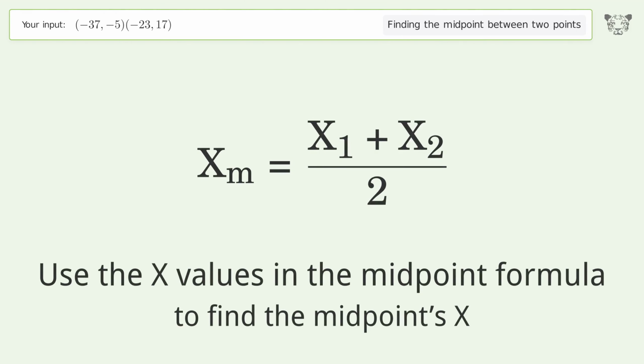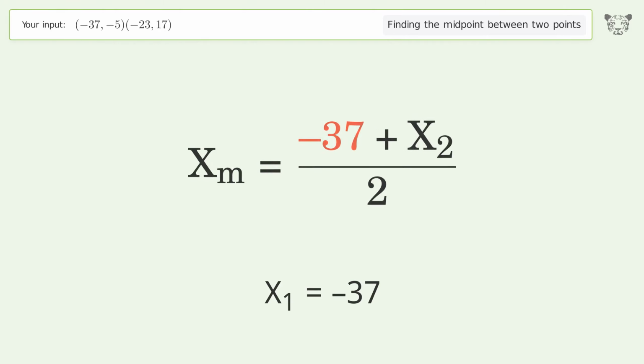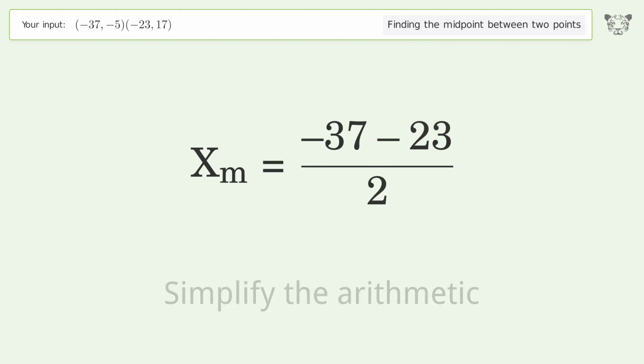Use the x values in the midpoint formula to find the midpoint's x. x1 equals -37. x2 equals -23. Simplify the arithmetic.